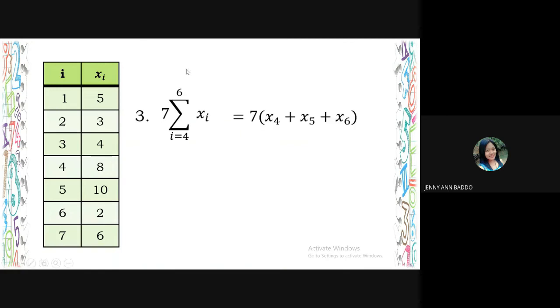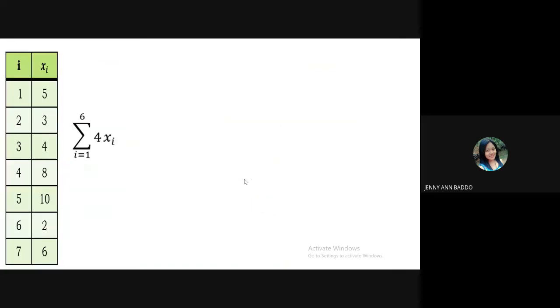So we have 7, the constant multiplier, times the sum of x sub the starting point, which is 4, plus x sub 5 plus x sub the stopping point, which is 6. So we have to substitute now. That's 7 times 4, 6, that's 8, 10, and 2. Adding those three numbers, we have 7 times 20, and that is 140.